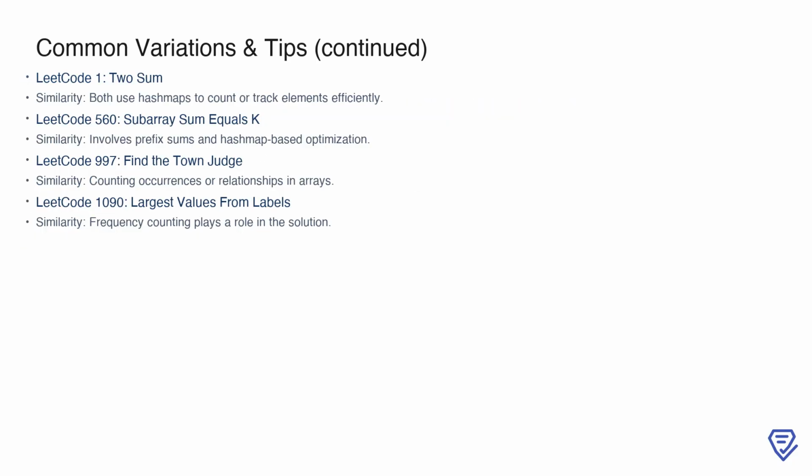If you want to deepen your understanding of this problem, consider exploring related problems on LeetCode. For example, in LeetCode 1, Two Sum, you also use hash maps to efficiently track or count elements. LeetCode 560, Subarray Sum Equals K, involves a similar optimization technique but uses prefix sums combined with hash maps. LeetCode 997, Find the Town Judge, focuses on counting occurrences or relationships in arrays, while LeetCode 1090, Largest Values From Labels, demonstrates how frequency counting can play a key role in solving the problem. These problems share underlying concepts that can help improve your problem-solving skills and prepare you for similar challenges.